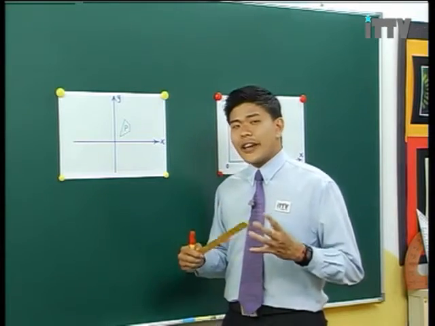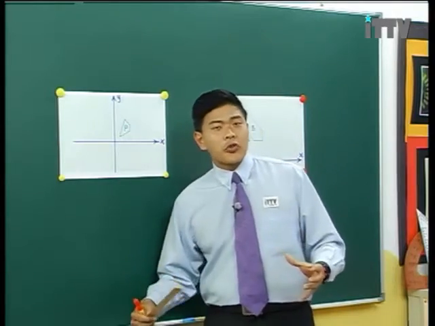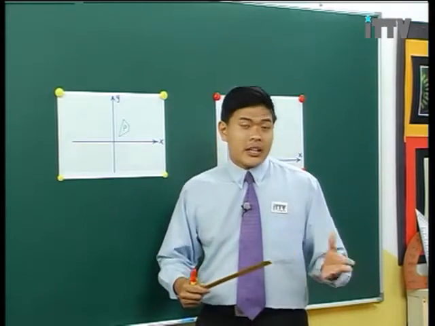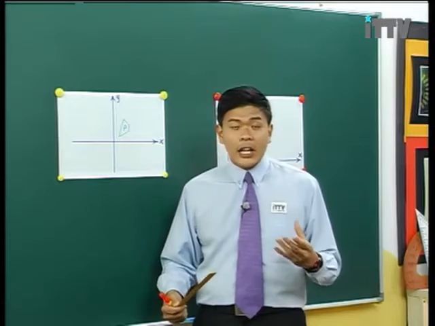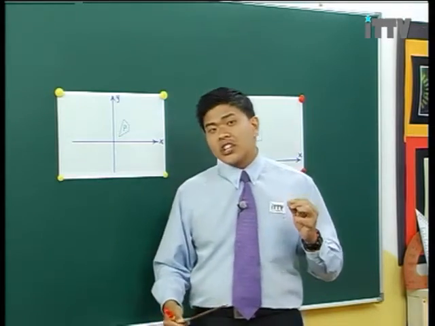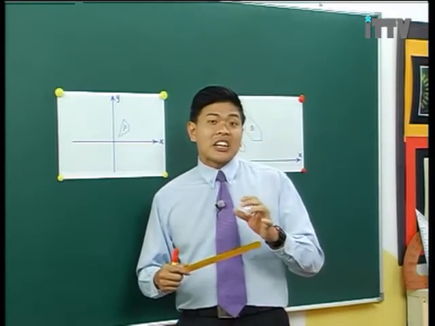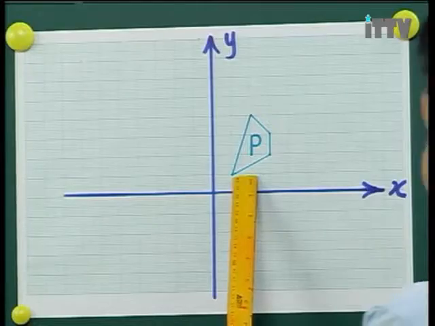Alright guys, let's take a look at this object right now. When you come across a rotation, you must be alert to the details. Like what angle? In this case, it is 90 degrees. What direction? In this case, it is anti-clockwise. And the center of rotation, because the center of rotation doesn't move. The object rotates around it. So let's take a look at the object P right now.